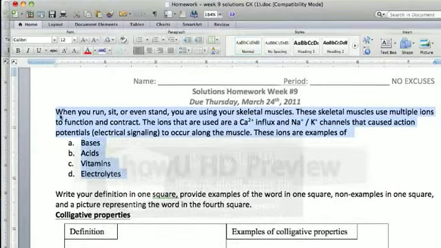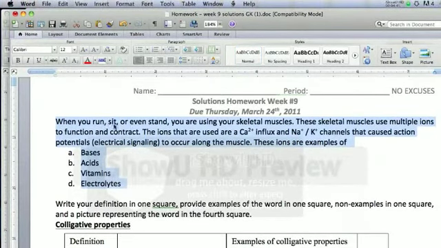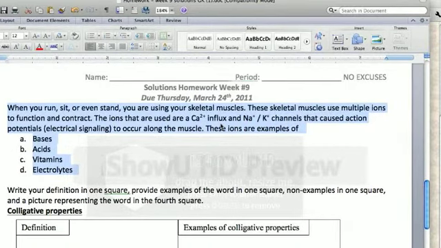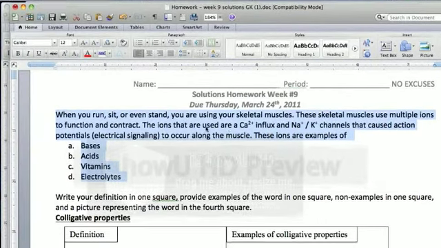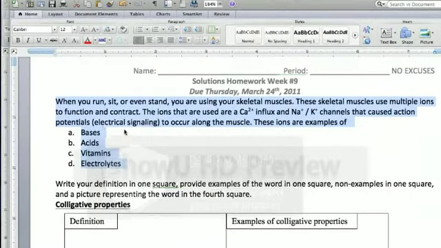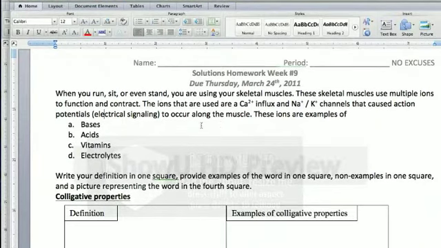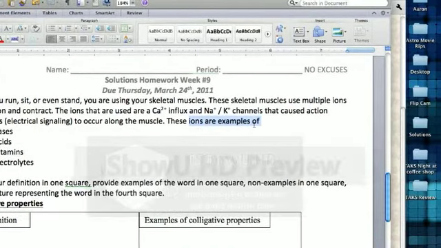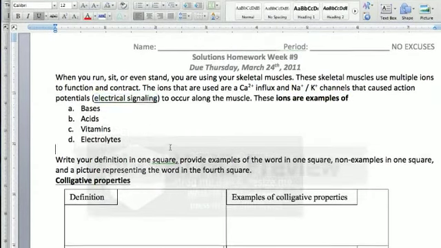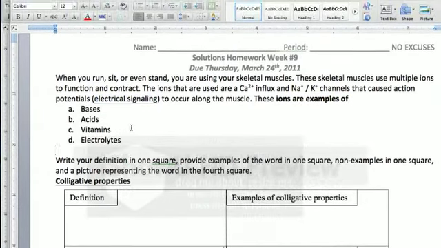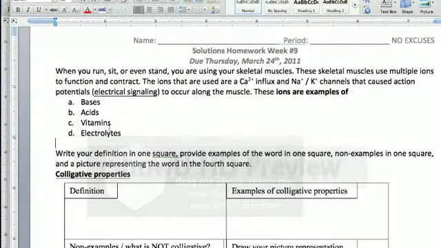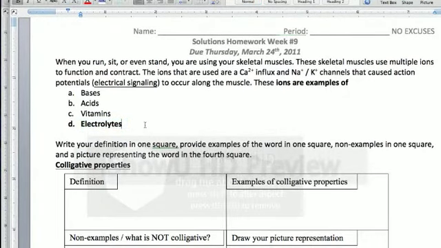When you sit, stand, or run, you are using your skeletal muscles. These skeletal muscles use multiple ions to function and contract. The ions that are used are a calcium influx and sodium-potassium channels that cause action potentials, or electrical signaling, to occur along the muscle. These ions are examples of. There's the key question. Now notice it says electrical signaling. The question's asking, what type of substances help electrical signals conduct through water? The answer? Electrolytes. Straight up vocabulary.